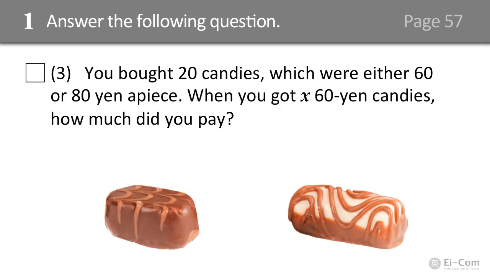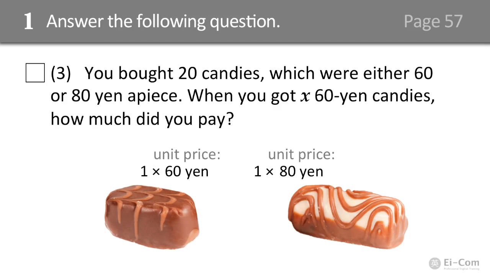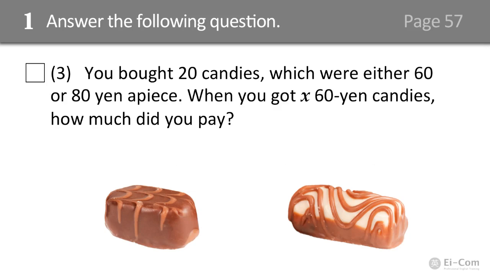Now, here are the candies. They look delicious, don't they? The one on the left has a unit price of 60 yen, and the one on the right has a unit price of 80 yen. If you bought just one of each, the total price would be 140 yen. But you didn't buy just one of each.